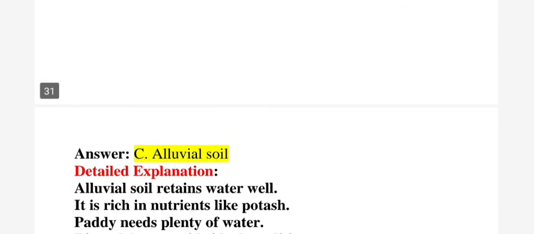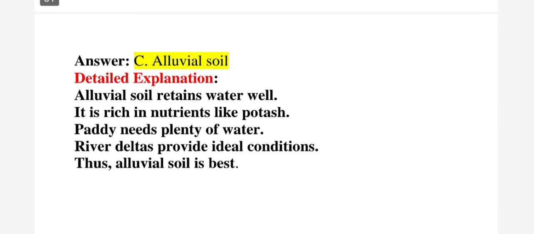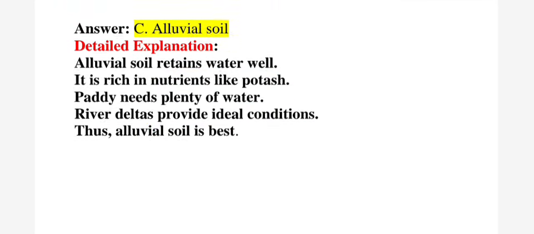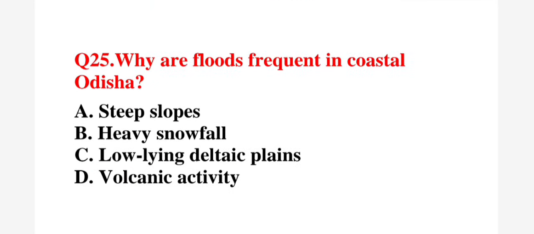If you talk about alluvial soil, alluvial soil has water retention capacity. Alluvial soil retains water well, and it is rich in nutrients like potash and phosphorus. Paddy needs plenty of water, and this alluvial soil is mainly deposited in the deltaic regions, and river deltas provide an ideal condition for that. Thus, alluvial soil is the best soil for paddy cultivation. So let us move to the next question, that is question number 25.